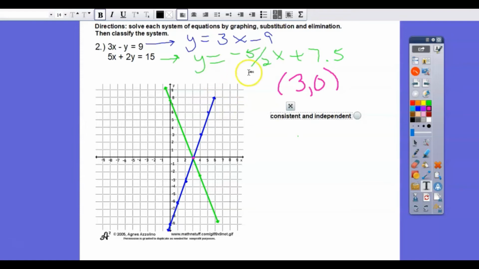So one of the things that you should do is take your answer and plug it in. So if in fact the solution is 3, 0, 3 times 3 minus 0 should equal 9. And it does. 9 minus 0 equals 9. And if I go 5 times 3 plus 2 times 0, that should equal 15. And it does, and it works. So that is the solution to this system.